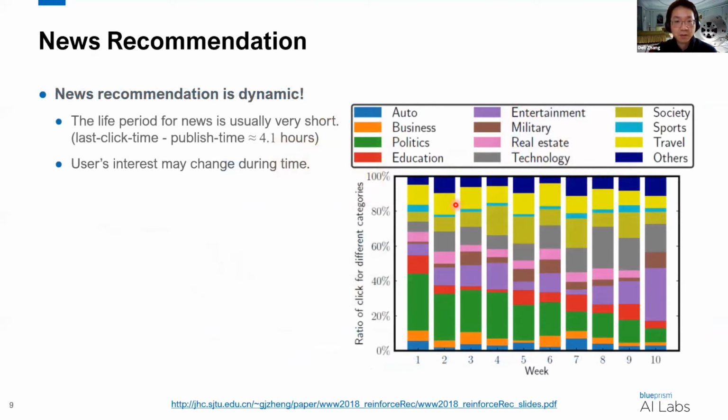So particularly, news recommendation is very dynamic. It is reported that the life period of news is usually very short. The average time from the news article being published to the news article being clicked last time is just roughly 4 hours. And the user's interest may change over time. So this graph shows the categorization of the news that one user has read in the last 10 weeks. During the first few weeks, the user prefers to read about politics, which is represented as the green bar. But his interest gradually moves to entertainment and technology over time.